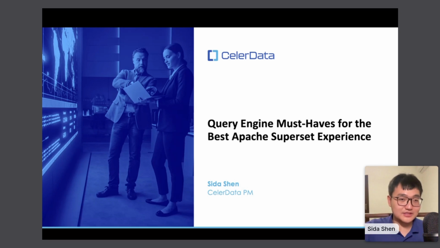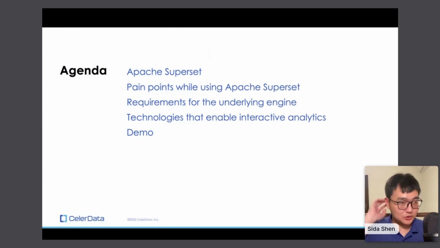Okay, so let's get started. So first, let's take a look at the agenda. First, we're going to talk about what is Apache Superset and what it does, a little bit of the history, and why do people love it, right? And then we're going to talk about the pain points we see in the StarRocks community that our users used to face, with Apache Iceberg, right?